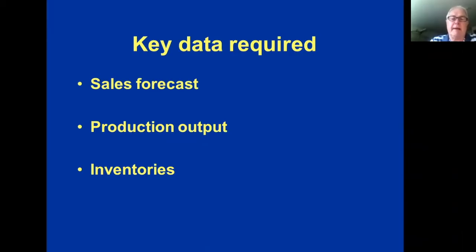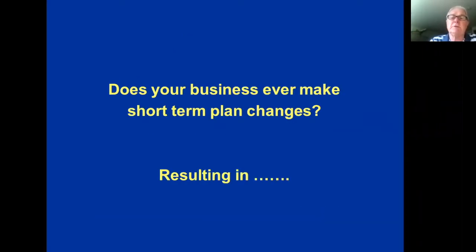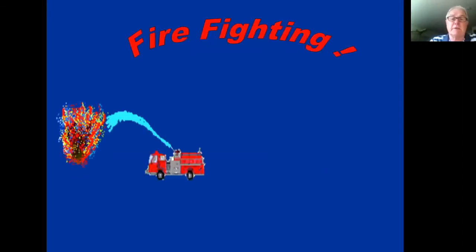Therefore, every time you run the plan, you will get a different plan, which results in short-term plan changes. Short-term plan changes, in other words, changing the plan after it's been issued, are endemic in all the companies I work with. It just amazes me, companies, well-known companies, big well-known companies, the number of times they change the plan after it's been issued is truly shocking. Hardly a situation for an efficiently run factory and supply chain. Does your business ever make short-term plan changes, resulting in firefighting? I assume everybody understands the term firefighting because it happens everywhere.